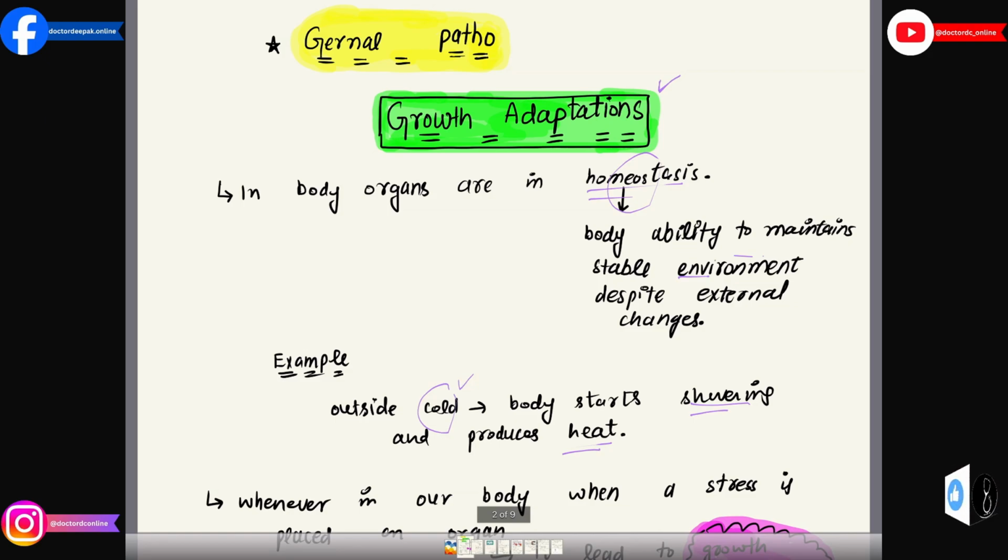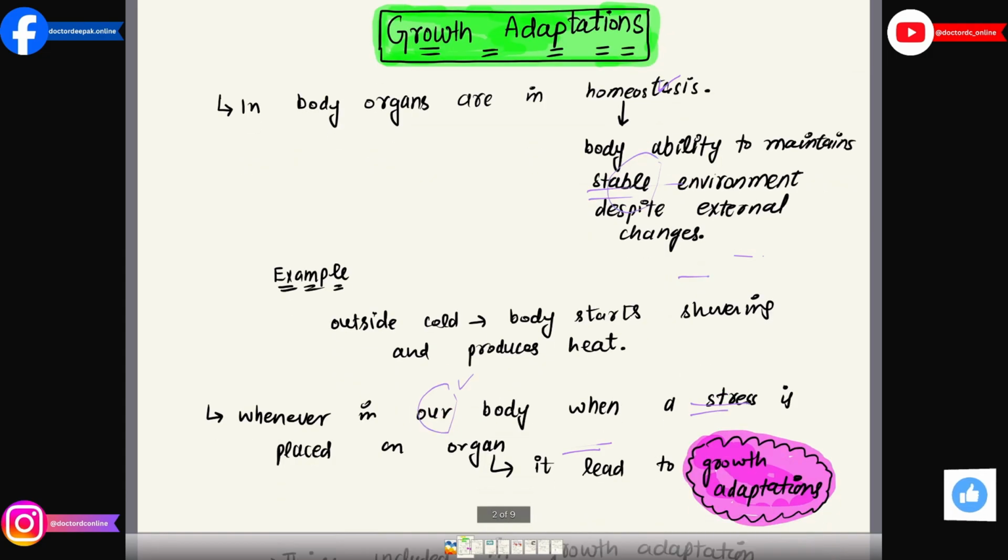So let's take it further. Whenever stress is placed on an organ in the body, it leads to growth adaptation. What is the meaning of this line? Whenever there is any kind of stress placed on an organ in our body, that organ will undergo further changes, and those changes are called growth adaptation.